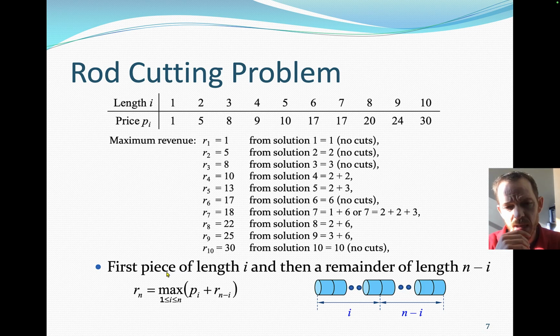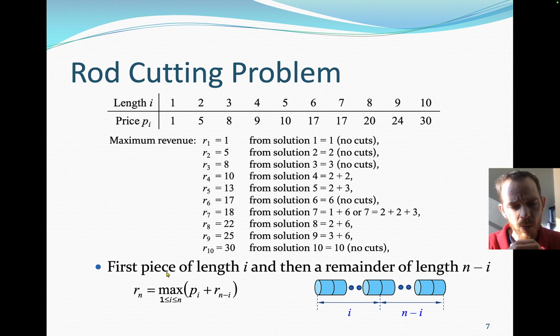Here are the cuts for this price structure for sizes 1 through 10. Notice for the first three, there are no cuts. Also, there are some other ones like length 6, where no cut produces the largest revenue, and also the last one, 10.